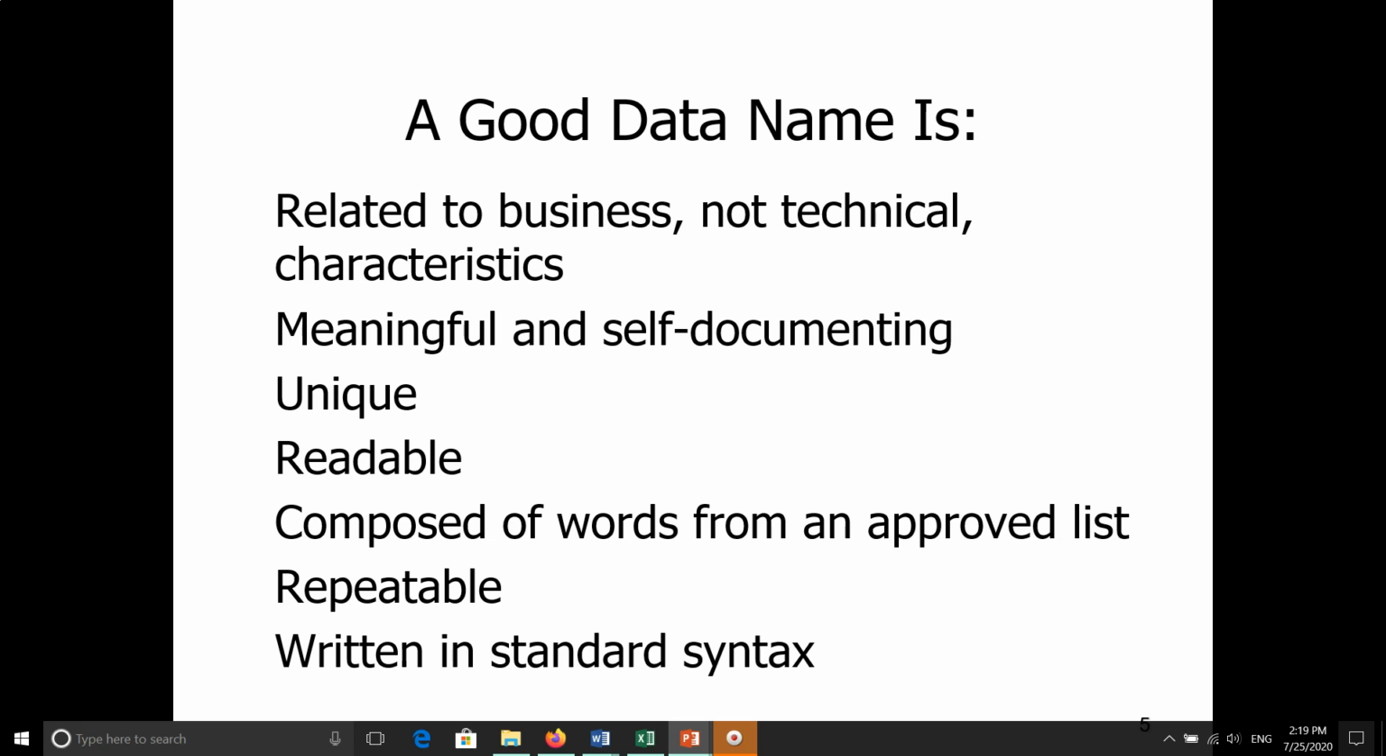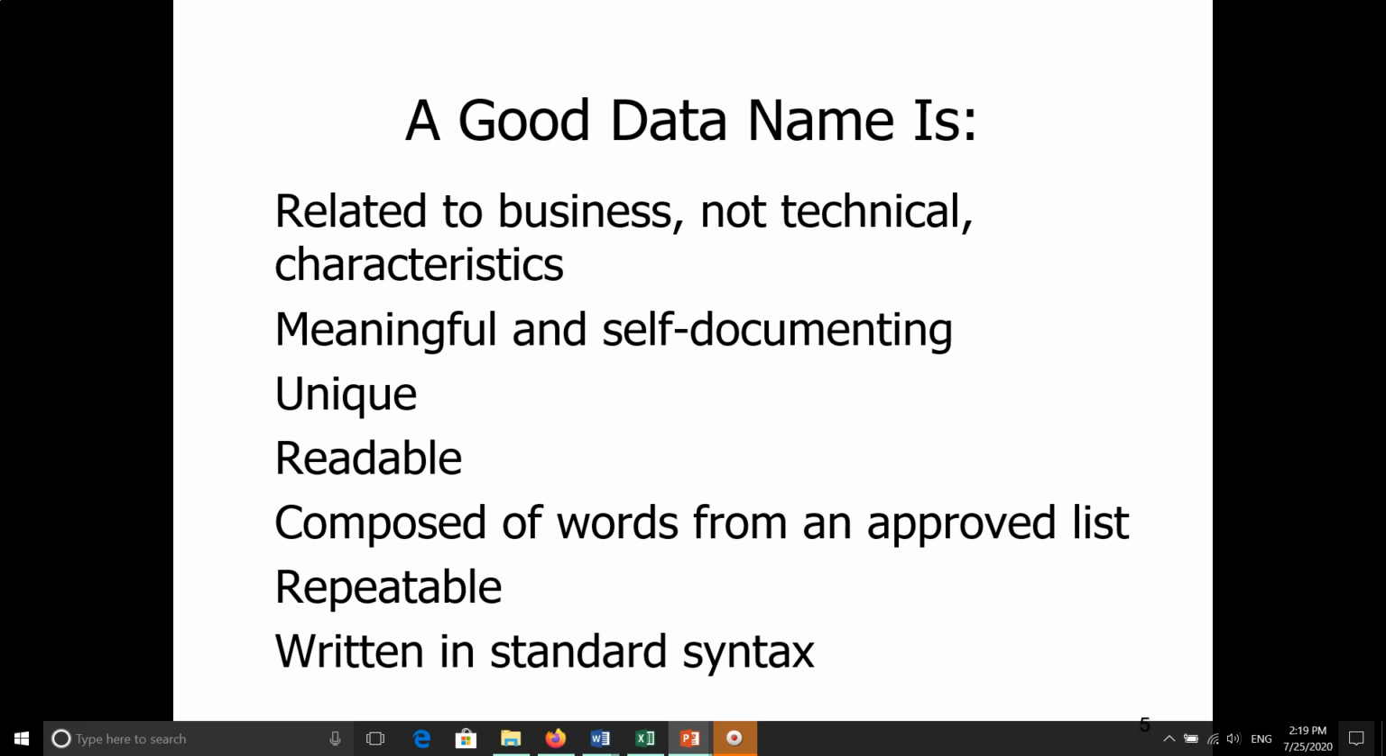They have to be unique. Within the same table, you cannot have two attributes or fields that have the same name. And within a database, you cannot have two tables that have the same name. And within the whole organization, you cannot have two databases with the same name. They have to be readable. And also, usually, these data names used in a company's database are composed of words from an approved list. And this approved list is usually approved by the data administrator who sets the policies for databases, or it can be approved by a group of users who are involved in the database development process.